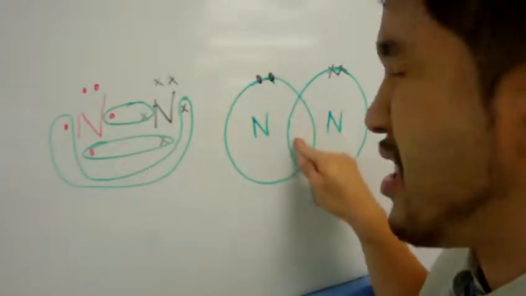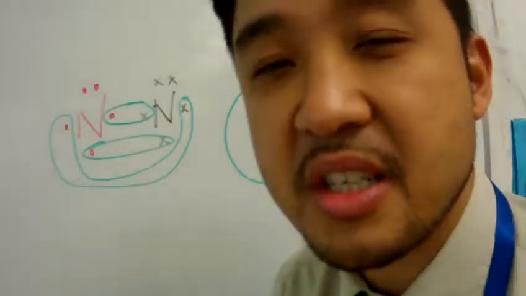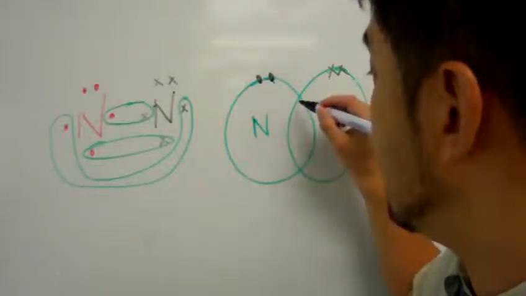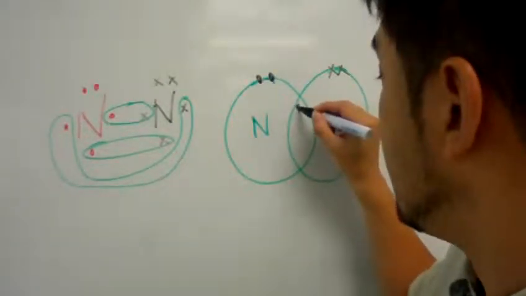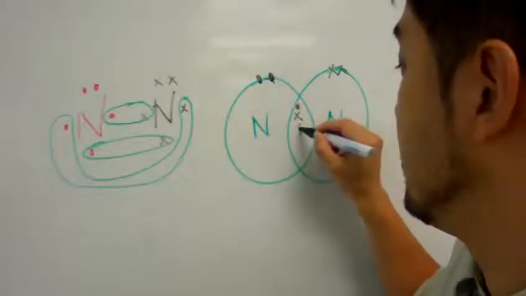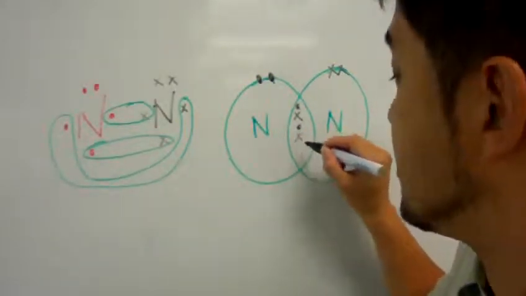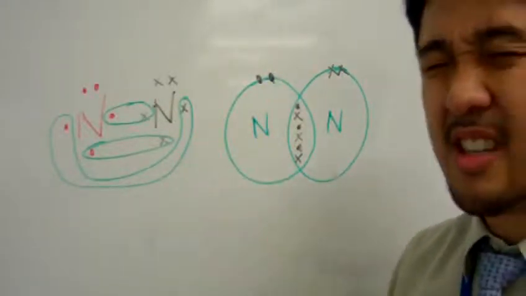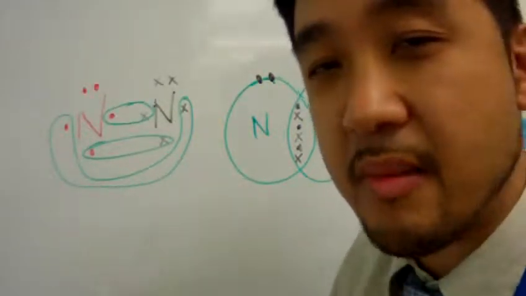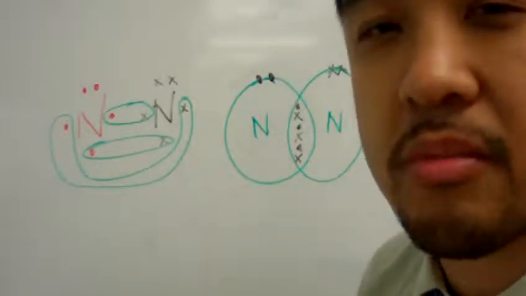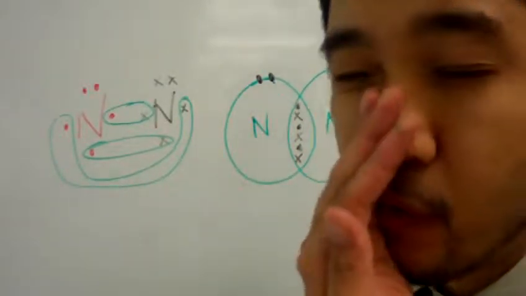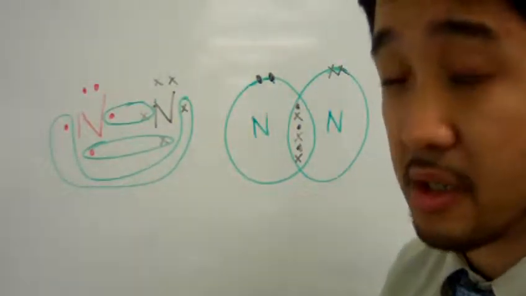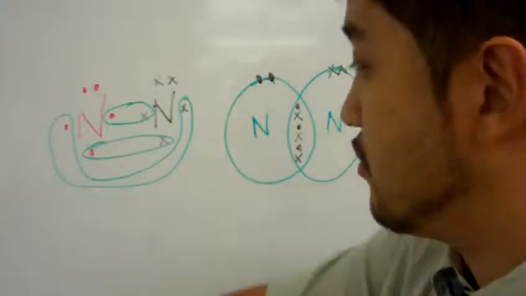And in between here is where we're going to put those 6 electrons. So 3 dots and 3 crosses. Dot, cross, dot, cross, dot, cross. There you go. This is the diagram that you should be able to create on your own. Although in real life it doesn't really look like this, this is what your curriculum is content with. Moving on.